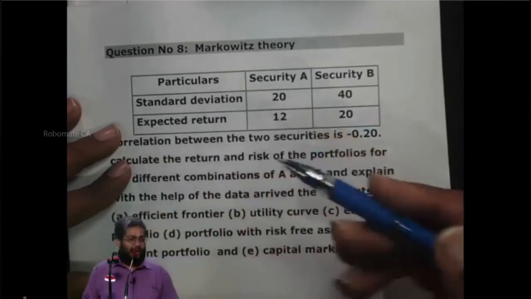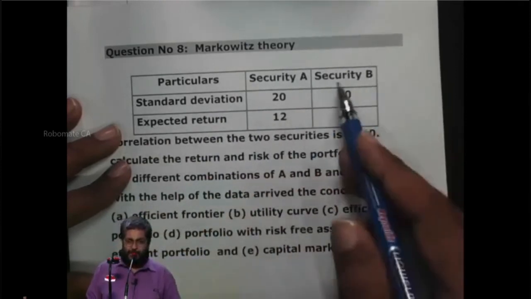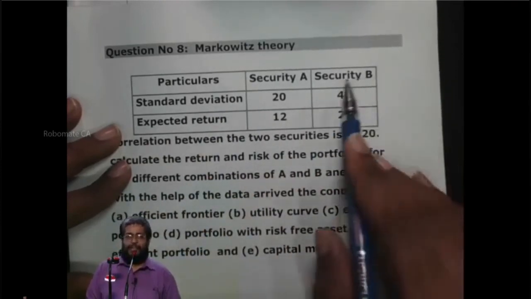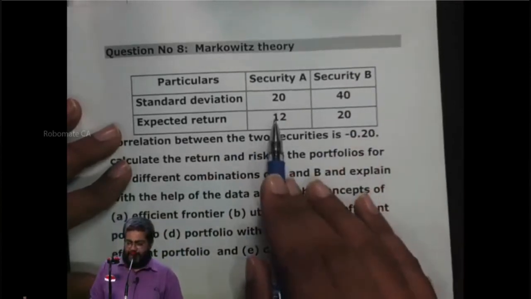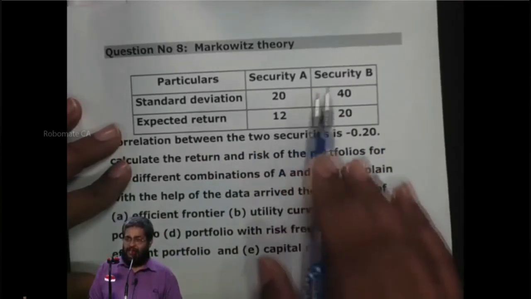The probability is simply what? Sigma P into A minus A bar the whole square. Sigma P into B minus B bar the whole square. Now, similarly, they have given you the expected return. That means what? Average return of the individual securities.